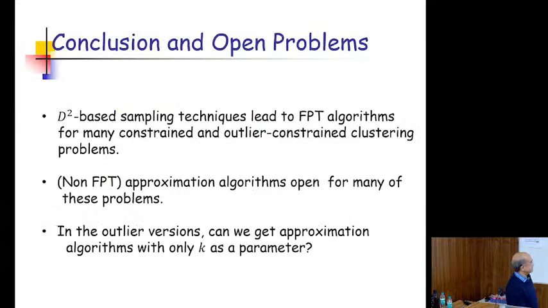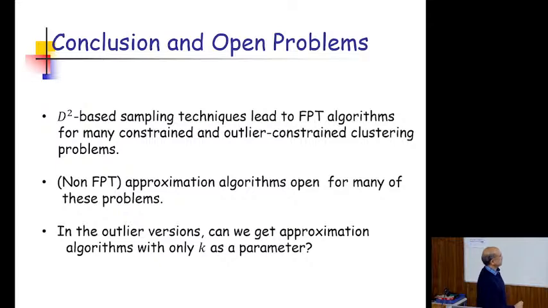So this is the last slide. Distance square based sampling techniques lead to FPT algorithms for many constrained and outlier constrained problems. Many of the non-FPT versions of these are open. For example, getting a constant factor for capacitated k-median is an open problem. For many of those constrained clustering problems, it is open to get a non-FPT constant approximation algorithm.